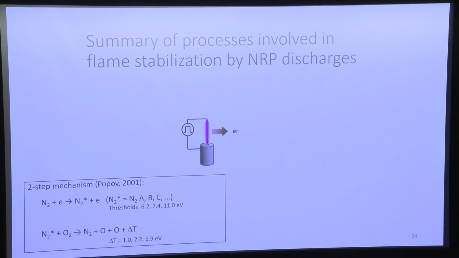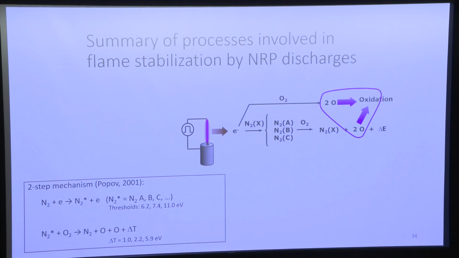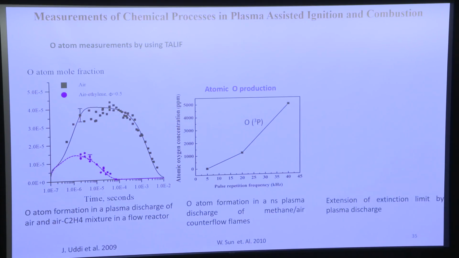So this was really wonderful early work. The electrons collide with nitrogen to form these A, B, C excited states, and the excited states dissociate oxygen into two O atoms, and those two O atoms do a lot of combustion enhancement, which combustion people understood. But the diagnostic really is the key to understand what the mechanism is in plasma, right? So I don't want to repeat anymore.